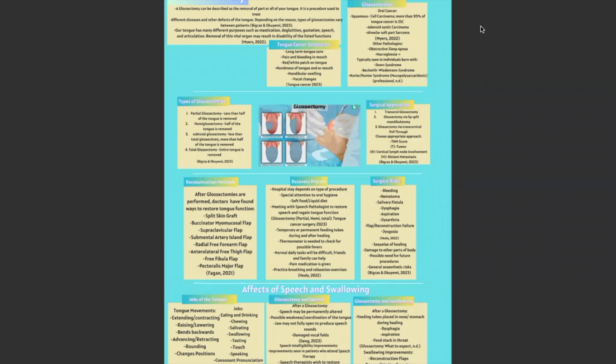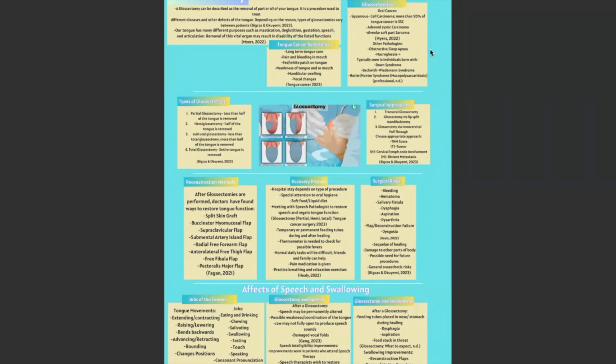The easiest way to define a glossectomy is the removal of the tongue, which is one of our major articulators and a vital organ. The reason our tongue is so important is because it is responsible for a handful of functions such as mastication, which is chewing, deglutition, which is swallowing, gustation, which is taste, speech, which is the sounds, words, and phrases we produce, and articulation, which is the clarity in our speech production.